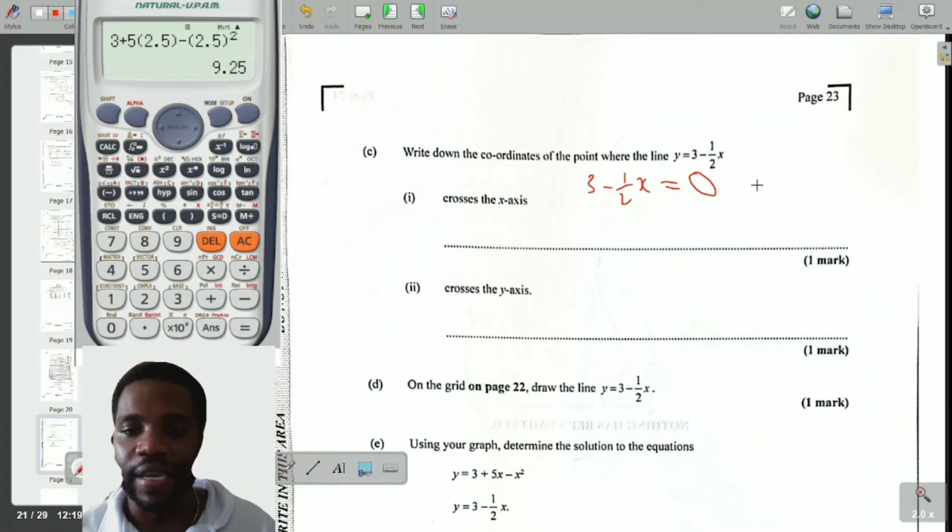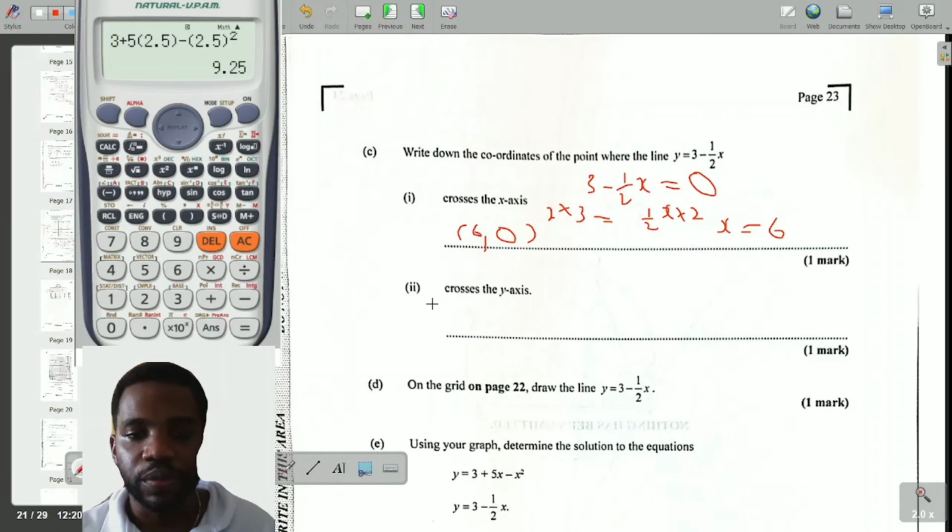Alright, you can carry over the 3, or you can carry over the half to make it positive. So I can have 3 equal to a half x. I need to get x by itself. So we'll just multiply both sides by 2 since we're dividing by 2. So x is equal to 6. It says write down the coordinates of the point. Now, this is just the x value. As you know, once you're going to have it in the coordinate system, you're going to put the x value and then the y value. So the x value is 6, the y value is 0.